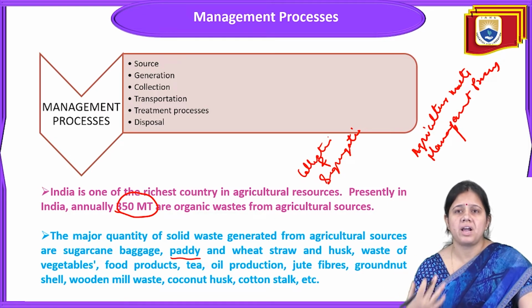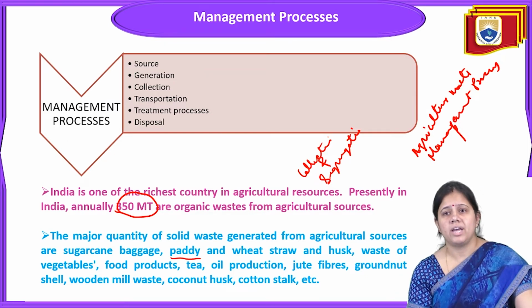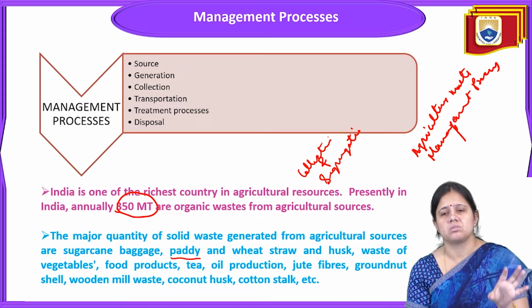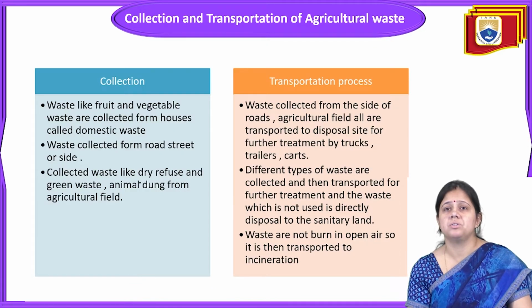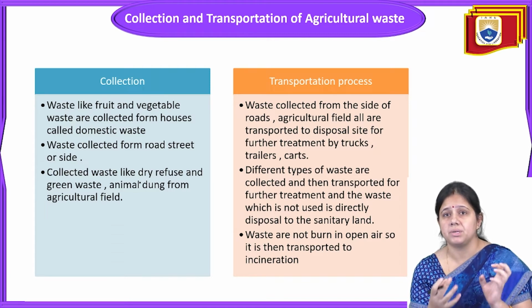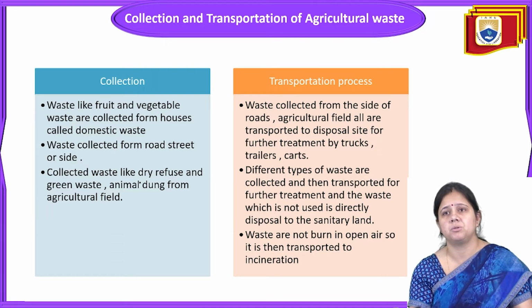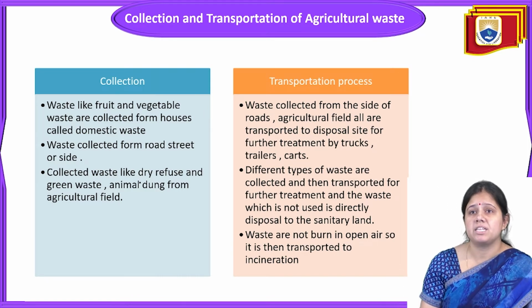If we do more R&D on the management of this agriculture waste, we can convert it into many useful resources, because it has a great future in electricity generation. Now we are going to discuss how collection and transportation of agriculture waste happens, because collection, segregation and transportation are very important for proper waste management processes.